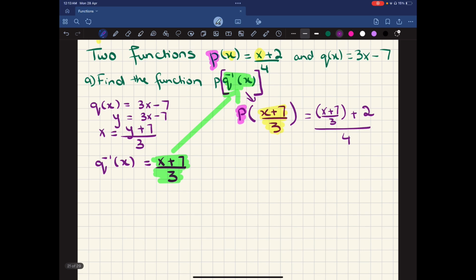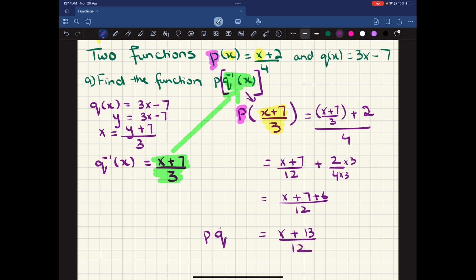Okay, so what do we get? x plus 7 over 12 plus 2 over 4. Let's make the denominator same, x plus 7 plus 6 over 12. So what do we have? We have x plus 13 over 12. So p q inverse x is this. This is your answer.